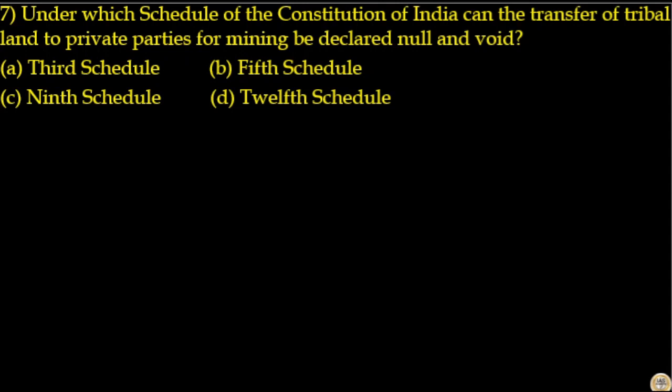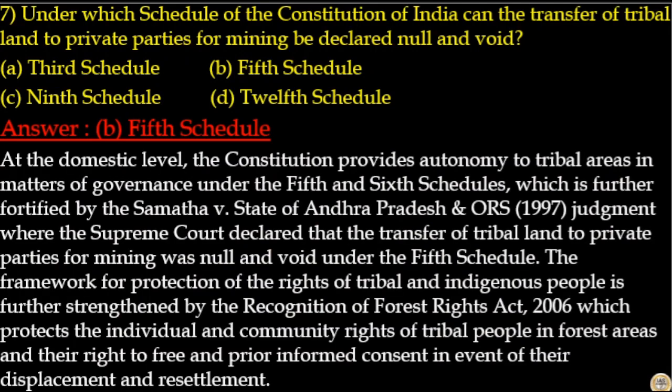Under which schedule of the Constitution of India can the transfer of tribal land to private parties for mining be declared null and void? Options are 3rd schedule, 5th schedule, 9th schedule, 12th schedule. The answer to this question is option D, 5th schedule. At the domestic level, the Constitution provides autonomy to tribal areas in matters of governance under 5th and 6th schedules, which is further fortified by the Samatha vs. State of Andhra Pradesh judgment, where the Supreme Court declared that the transfer of tribal land to private parties for mining was null and void under the 5th schedule.